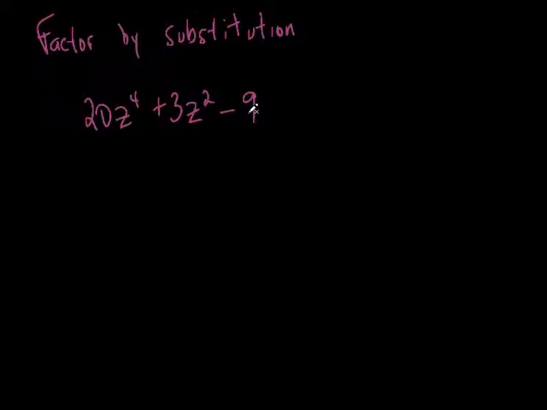It kind of looks like ax squared plus bx plus c. Kind of. Except this is not an x squared, is it? It's z to the 4th. This is not just an x, it's a z squared. But if it was an x, watch what I could do. Remember this? I could say let x equal z squared. So if I do that, then this will look like a quadratic.